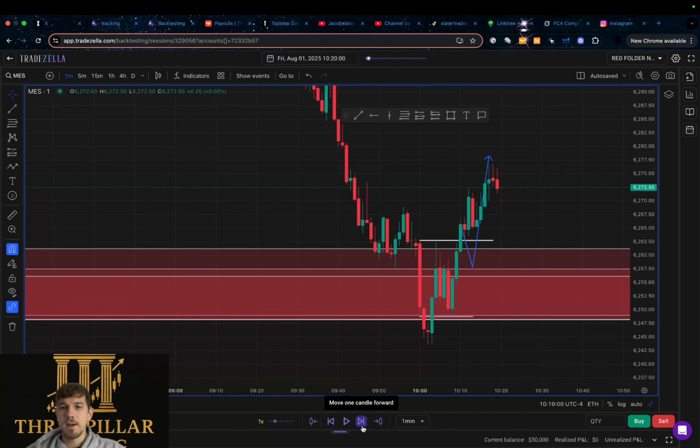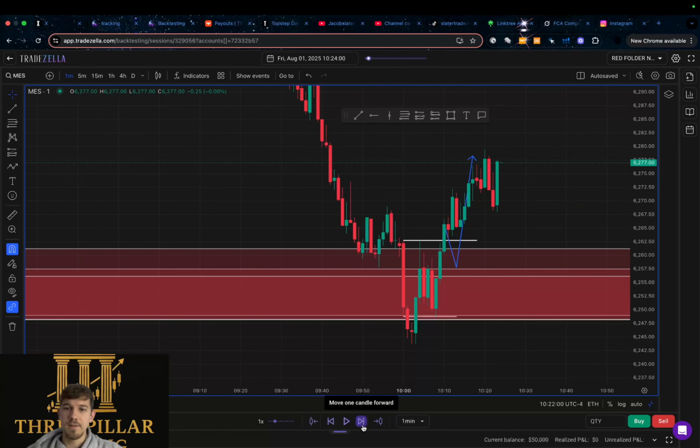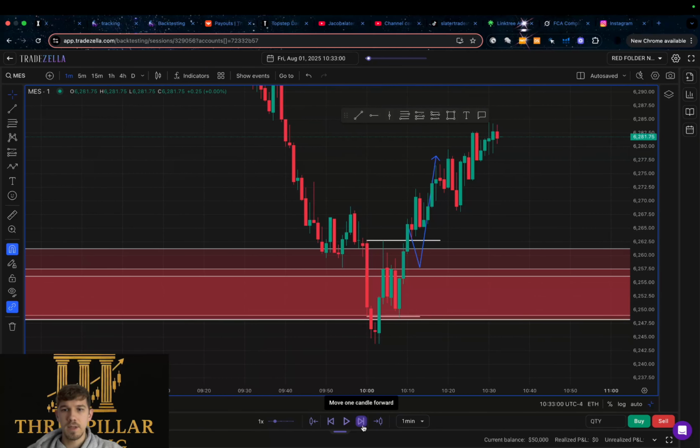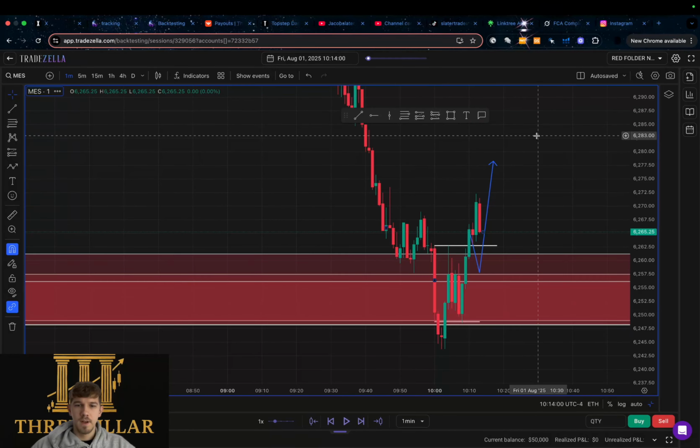That's how we could use this example to get an entry. Unfortunately, on this example, price didn't give a tap back into that fair value gap, but it did continue going up. Thanks for watching that video. I hope it helps you understand how to use red folder news as draws on liquidity. And yeah, thanks for watching.